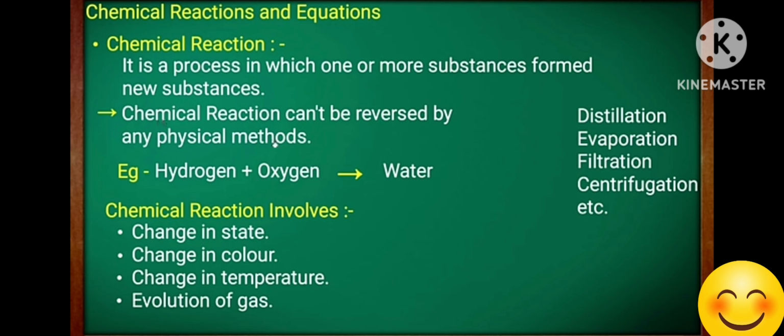What is a chemical reaction? It is a process in which one or more substances form a new substance. That is, one or two substances will mix together and give a new substance. A chemical reaction can't be reversed by any physical change.